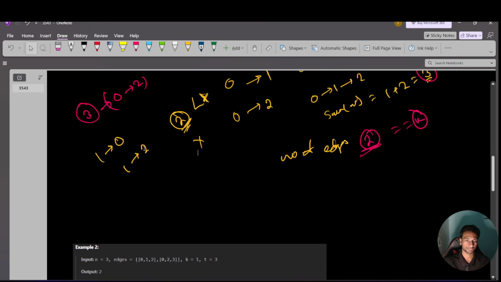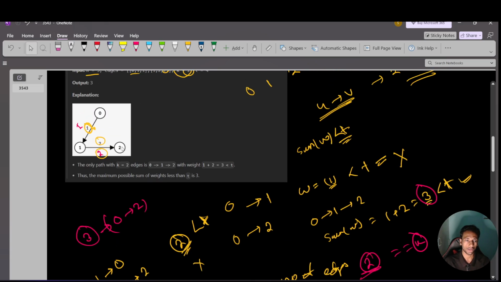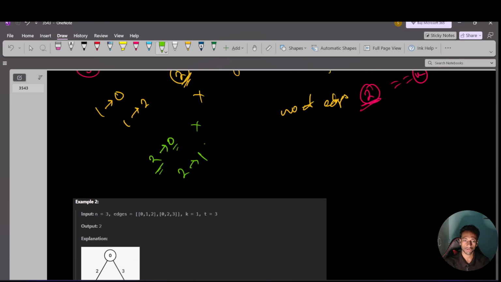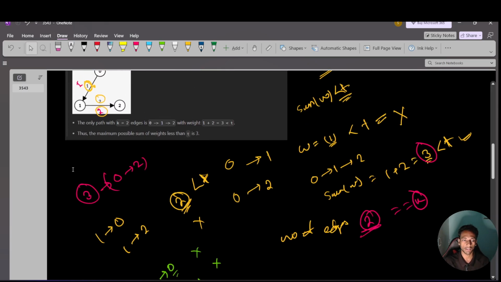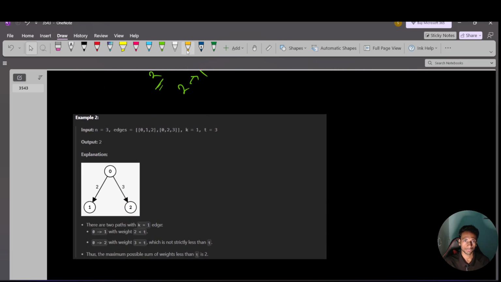So next, what is the valid possible node I can take from 2 to 0. If I start from 2, I want to search whether there is any valid path to reach 0. There is no such path to reach from 2 to 0. Okay. Next is 2 to 1. 2 to 1, no, there are no outgoing edges from 2. So there is no such valid path. So there is only one valid path. So that's why the answer will be 3. Got it? Why is the output 3? Clear? Next is example 2.